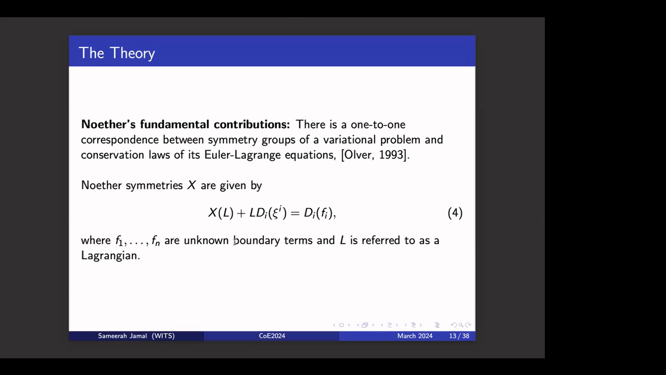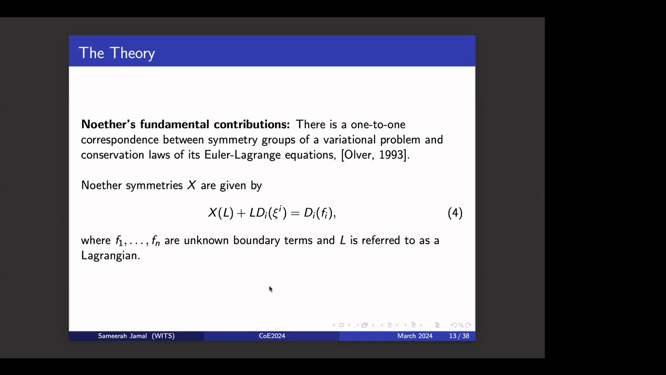Now, in any conversation about symmetries, we would have to mention Emmy Noether's fundamental contributions and Noether symmetries, which is another type of symmetry that exists. So Noether's main contributions were that there's a one-to-one correspondence between your symmetry groups, where you have a variational problem, and the conservation laws of its Euler-Lagrange equations. Any variational problem implies that you have a Lagrange functional that exists for your equation or system.